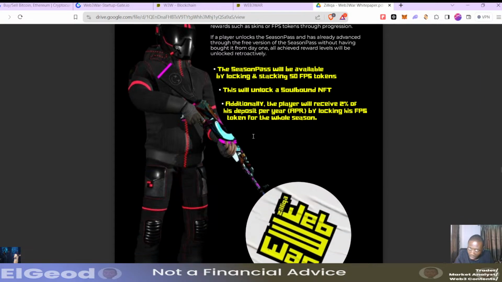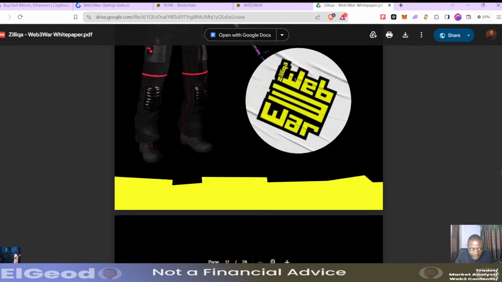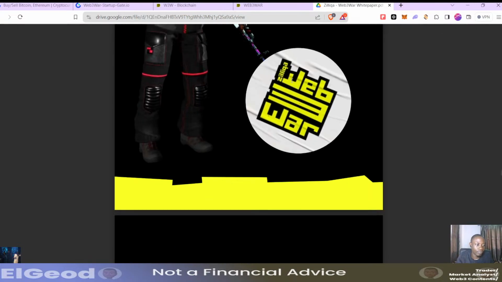Great. So the season pass will be available by staking 50 FPS tokens. This will unlock a soul-bound NFT. Additionally, the player will receive 2% of its deposit per year APR by locking or staking its FPS for the whole season. That's very, very interesting.